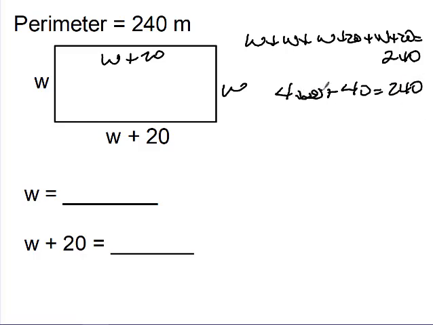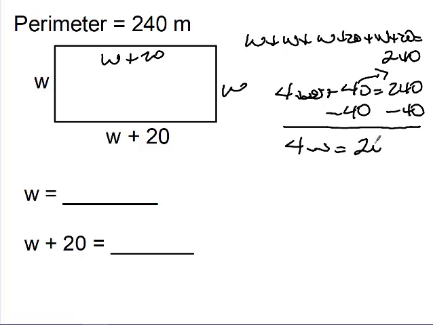So now we can solve this just like we've been doing the other ones. Our letters are together here on the left, so I just move my 40 over to be with the 240. I do that by subtracting 40 from both sides. And I'm left with 4W is equal to, and then 240 minus 40 gives me 200. So now I divide both sides by 4.